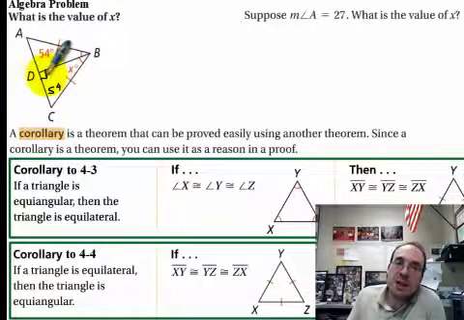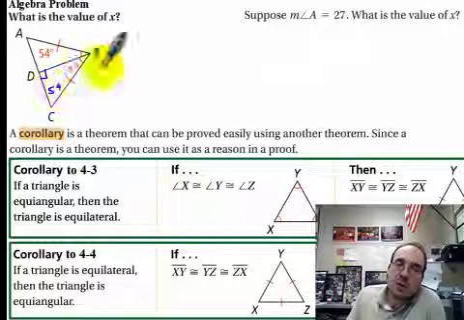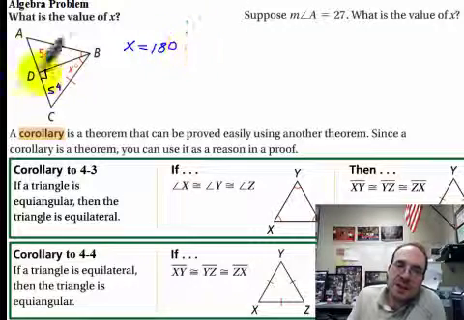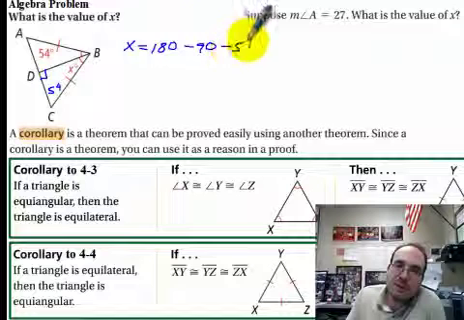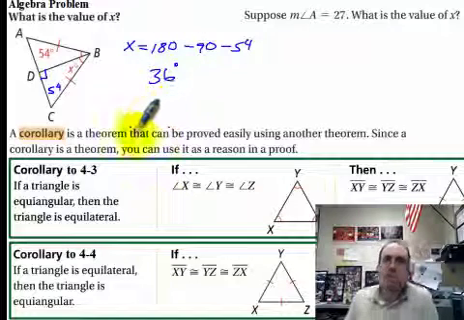I know that one angle has a degree of 90, and I know another has a degree of 54, so x is going to be 180 degrees minus 90 degrees and minus the 54 degrees. So altogether I get 36, I believe. Double check my math and make sure that's right.